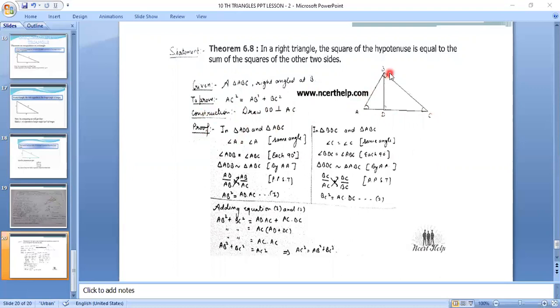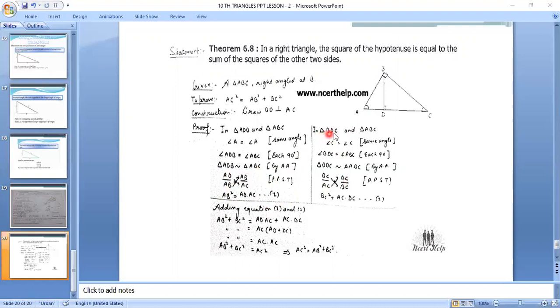Proof. In triangle ADB and triangle ABC, angle A is equal to angle A, that is the same angle, and angle ADB is equal to angle ABC, that is 90 degrees. So triangle ADB is similar to triangle ABC by AA criteria, then the corresponding sides are in the same ratio. AD by AB is equal to AB by AC. Then cross multiply: AB square is equal to AD into AC, that is equation number 1.